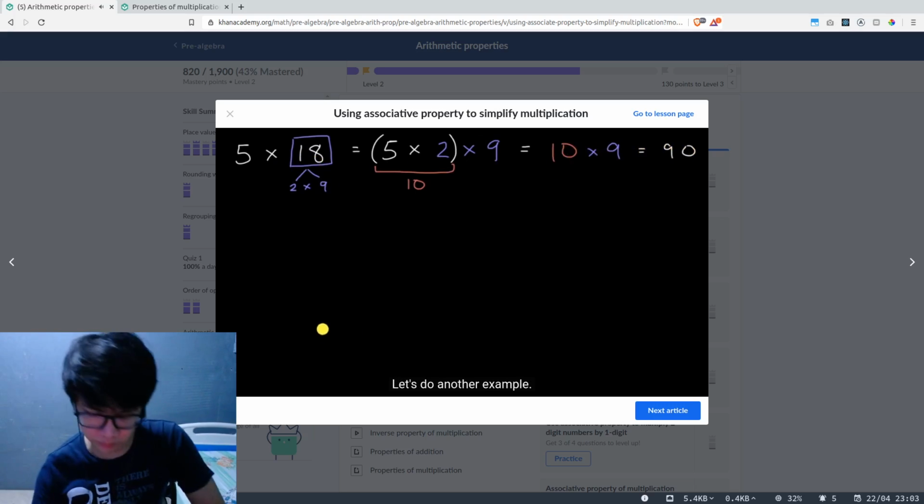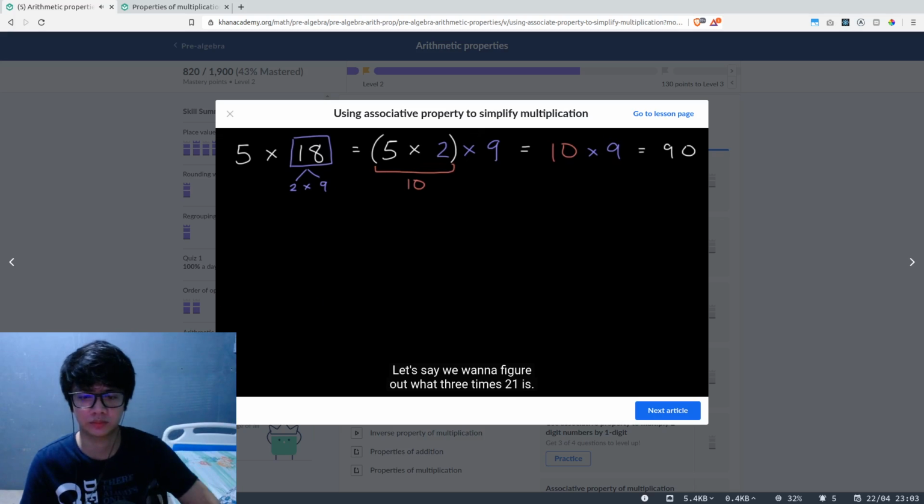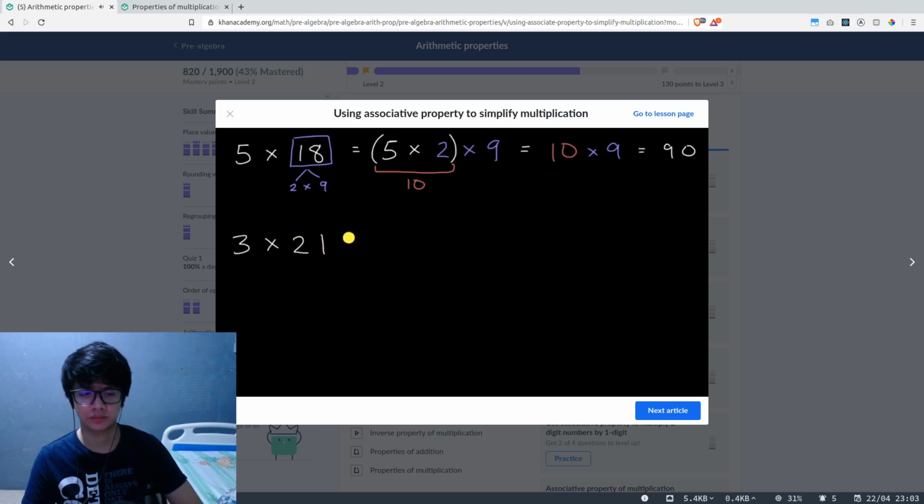Let's do another example. Let's say we want to figure out what 3 times 21 is. Pause this video and see if you can work through that. There's multiple ways to do it, but see if you could do it the way we just approached this first example.